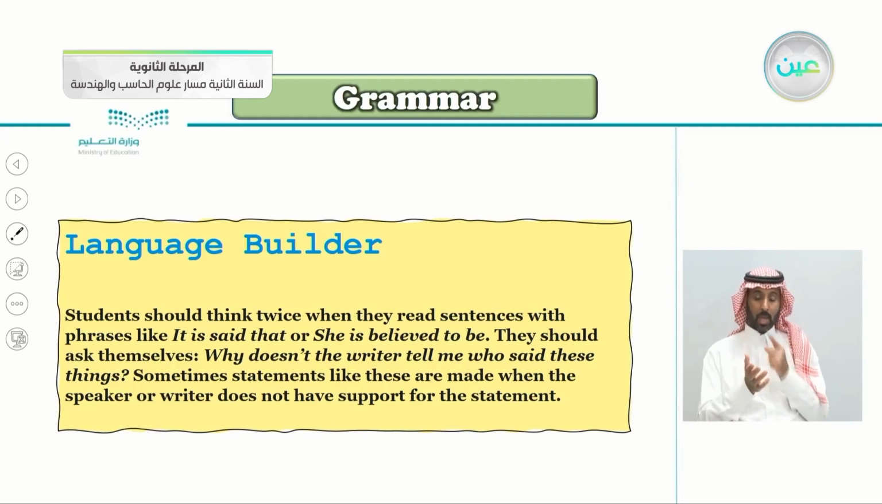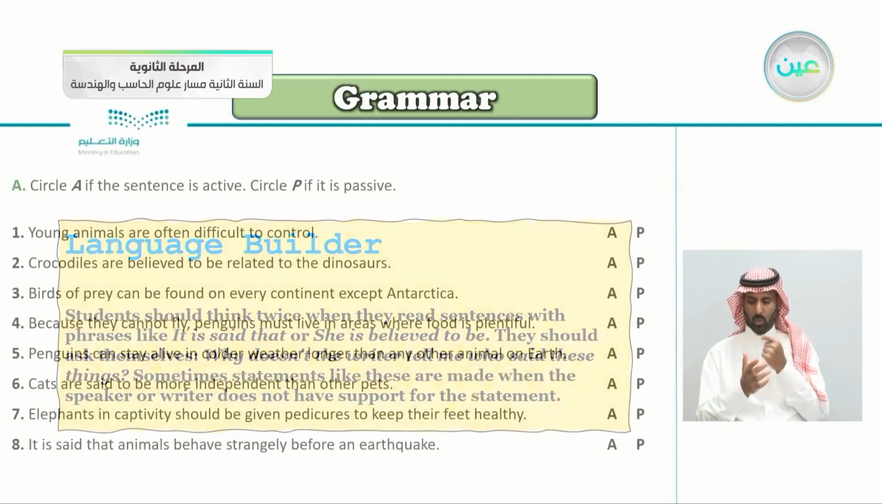Sometimes statements like these are made when the speaker or writer does not have support for the statement. Again, that he doesn't know who said that, or that we don't care. So why doesn't the writer tell us who said these words? Sometimes the speaker or even the writer doesn't have support for the statement. So we don't know who said it.